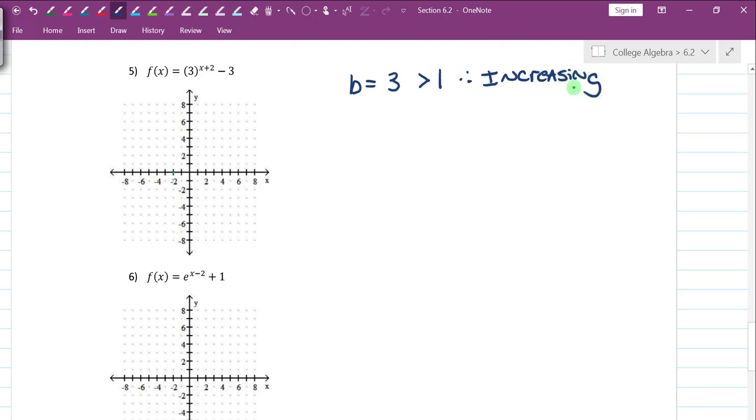Next, we know that our y-intercept is right here. Let me go into Magic Ink real quick. We know that our normal y-intercept is right here. However, I have a shift down 3 units. So that's going to go 1, 2, 3 to here. And then I have a shift on my x, okay?